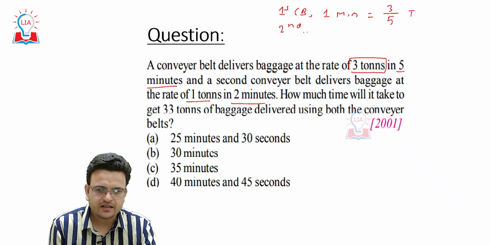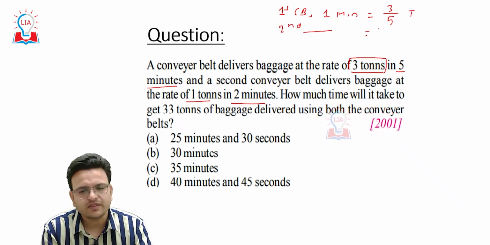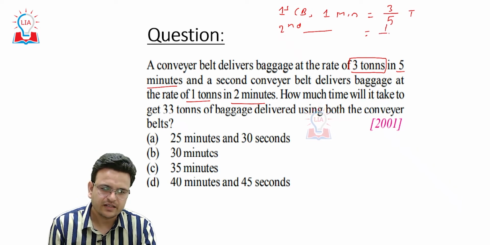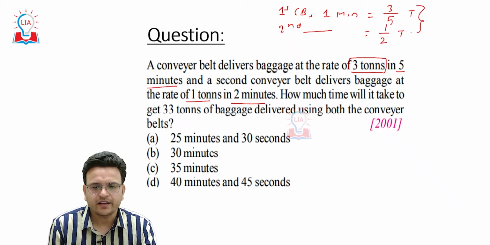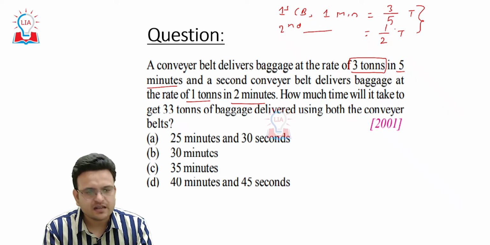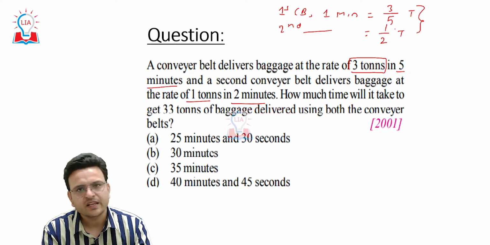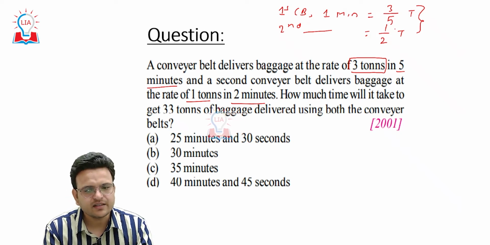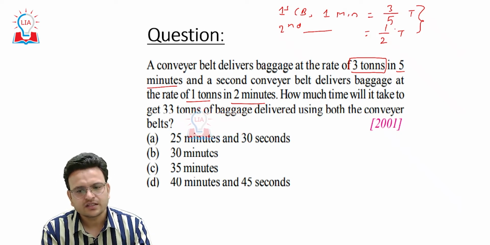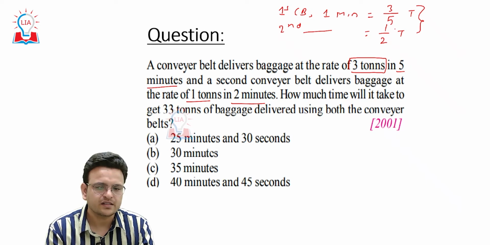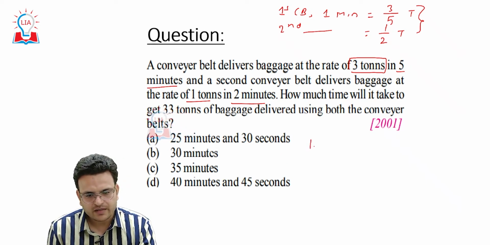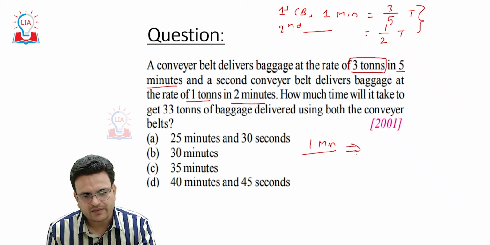Second conveyor belt delivers 1 ton in 2 minutes, so in 1 minute it delivers 1 by 2 ton. The first conveyor belt can deliver 3 by 5 ton of baggage in 1 minute. The second conveyor belt can deliver 1 by 2 ton of baggage in 1 minute. If both are working together in 1 minute, how much baggage are they able to deliver?